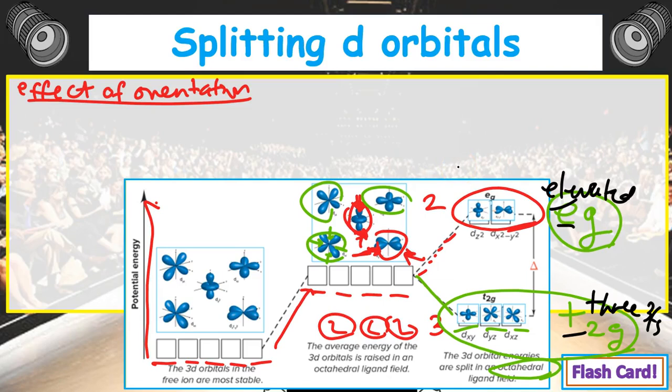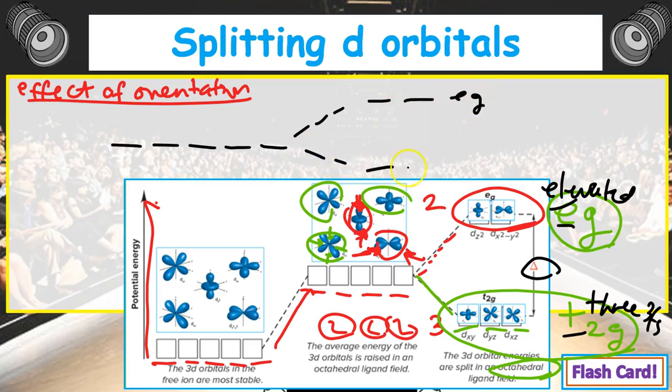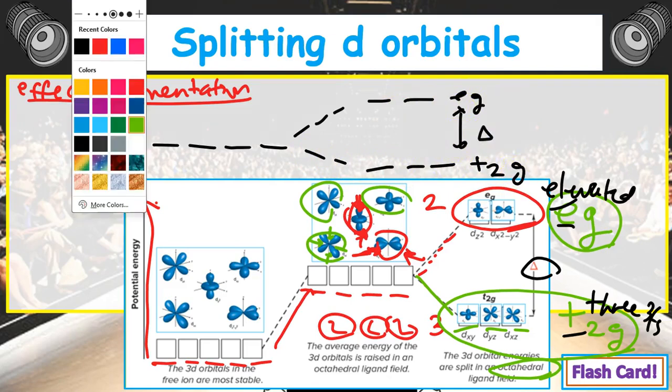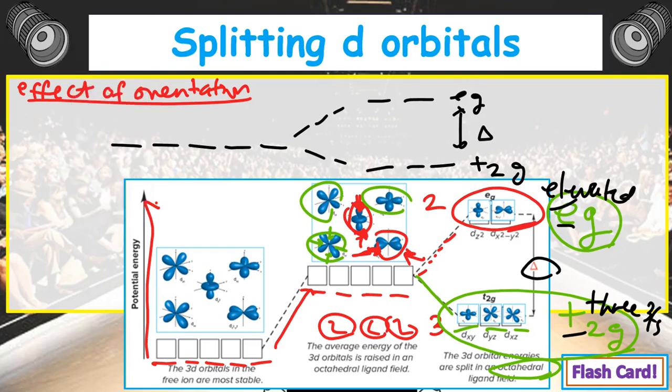Now we have to add more layers onto that. So before we just said, oh, we have a splitting. Now let's add more layers. We have this splitting and we see this little delta here. So when we have our d orbitals, 1, 2, 3, 4, 5, and they split, we have the higher 2 here, our Eg orbitals, and then we have our lower energy orbitals, which are 3 of them, T2g. They actually create an energy difference. So this energy difference is caused by the split.